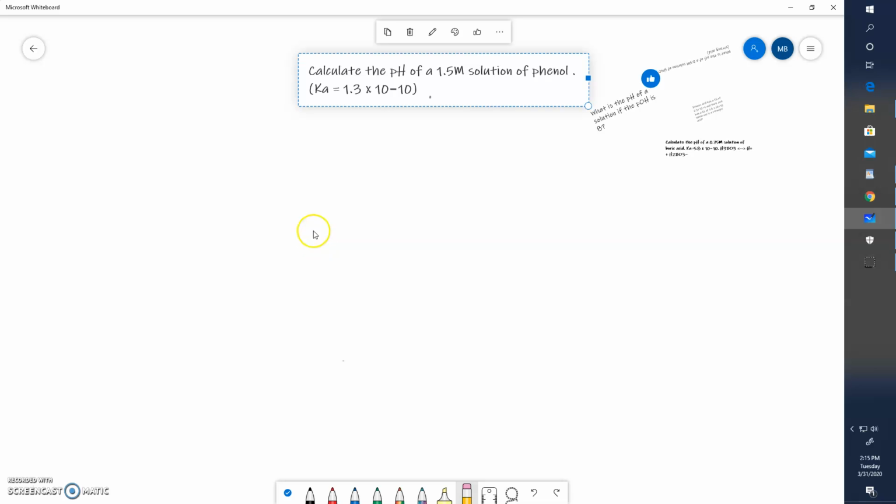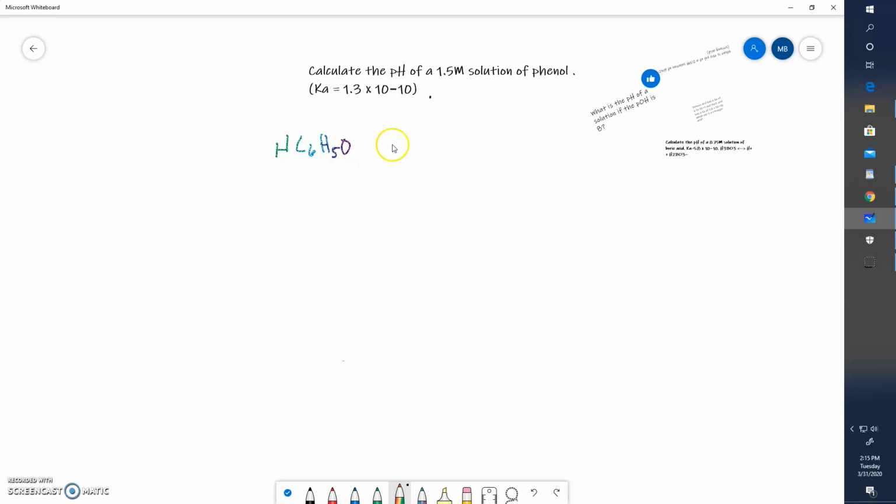All right, so phenol. We want to determine the pH of a 1.5 molar solution of phenol. I did not give you the equation, but you can kind of see the pattern here. Or you could have looked it up. But why would you do that, right?